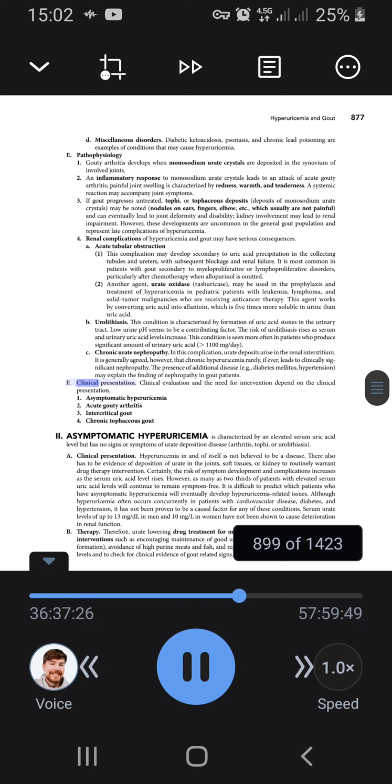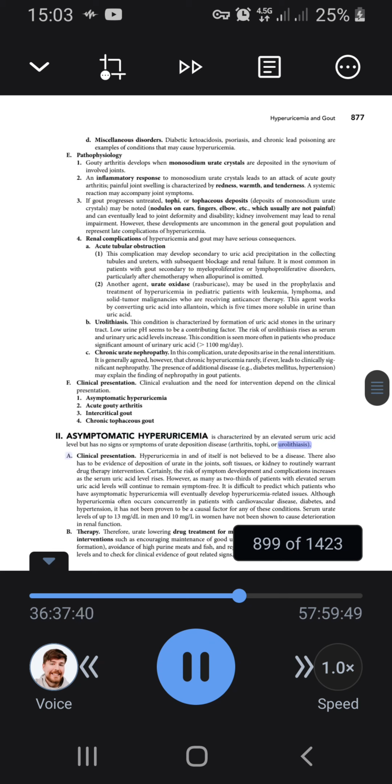F. Clinical presentation. Clinical evaluation and the need for intervention depend on the clinical presentation. 1. Asymptomatic hyperuricemia. 2. Acute gouty arthritis. 3. Intercritical gout. 4. Chronic tophaceous gout. 1. Asymptomatic hyperuricemia is characterized by an elevated serum uric acid level but has no signs or symptoms of urate deposition disease, arthritis, tophi, or urolithiasis.